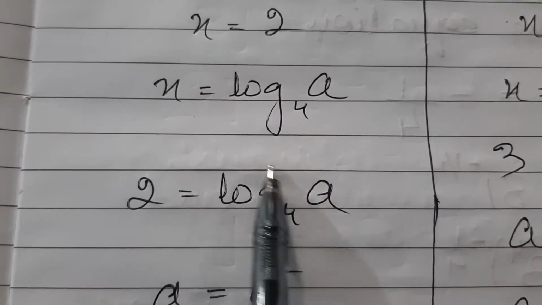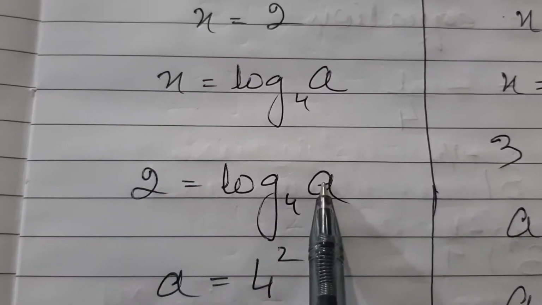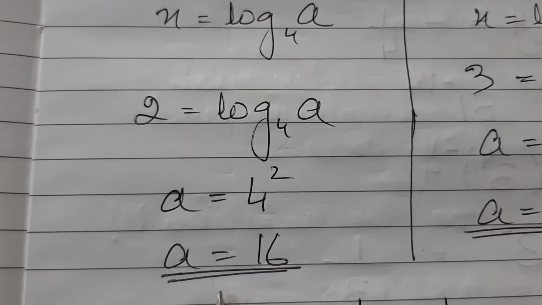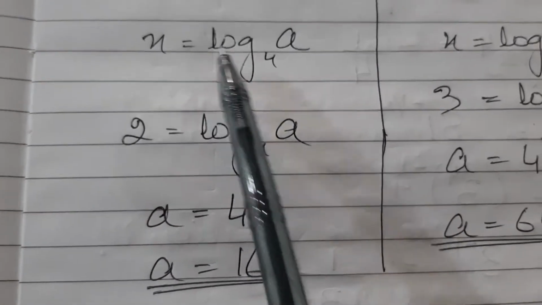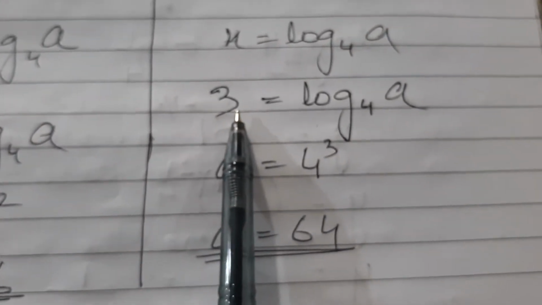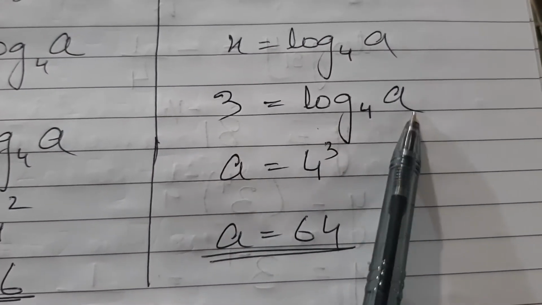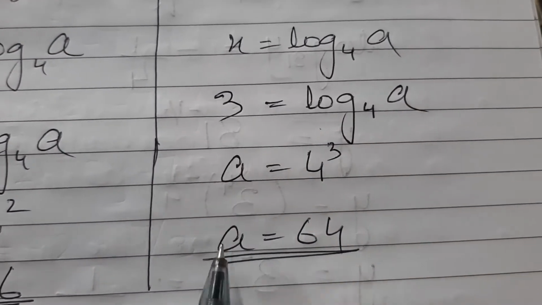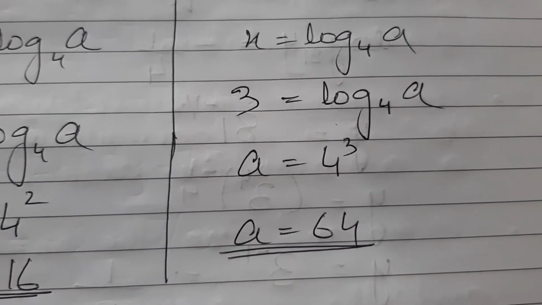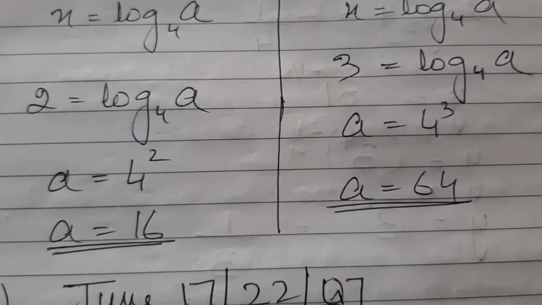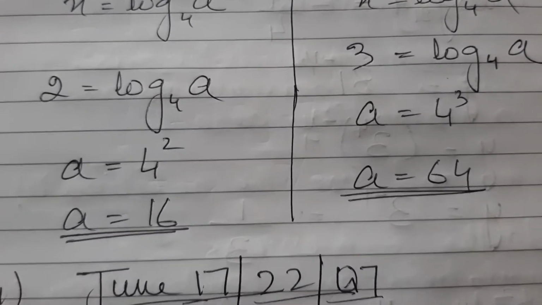I will change this log into index form, so it will become a equals 4 power 2. So I got one value of a. Now I will substitute the second value of x, which was 3, and again change this log form into index form, so it will become a equals 4 power 3, which is 64, right? So this is how the simple equation is solved using the answers of part 1.